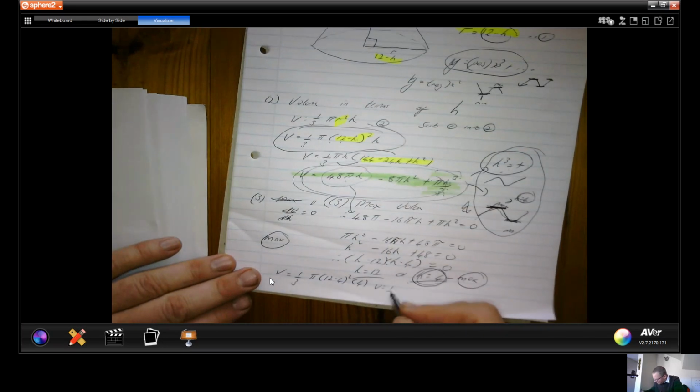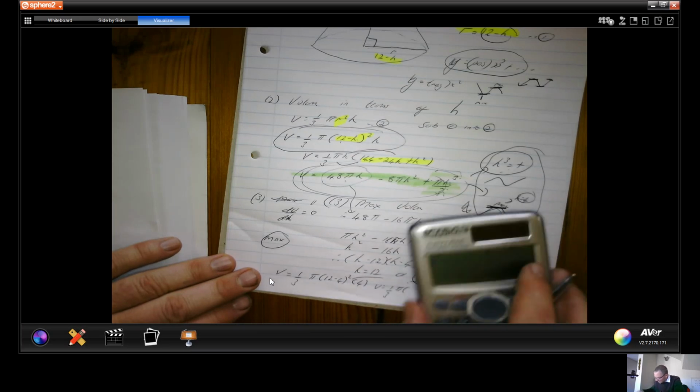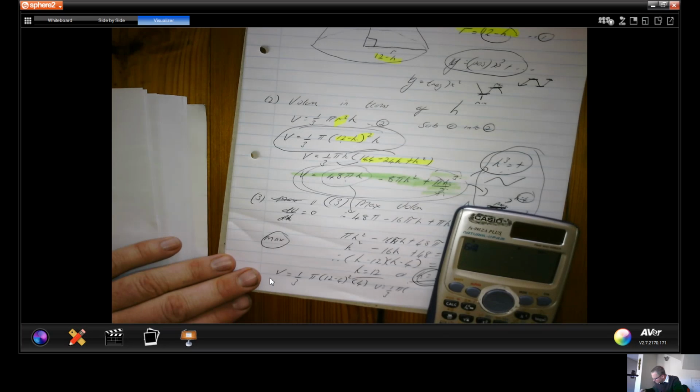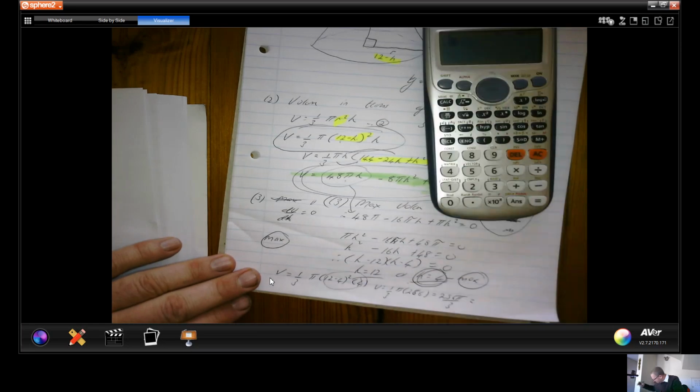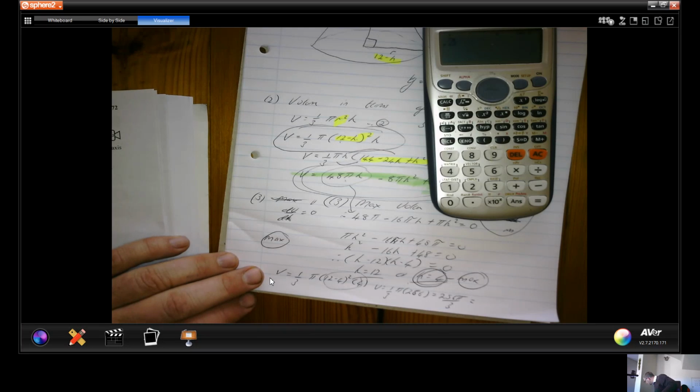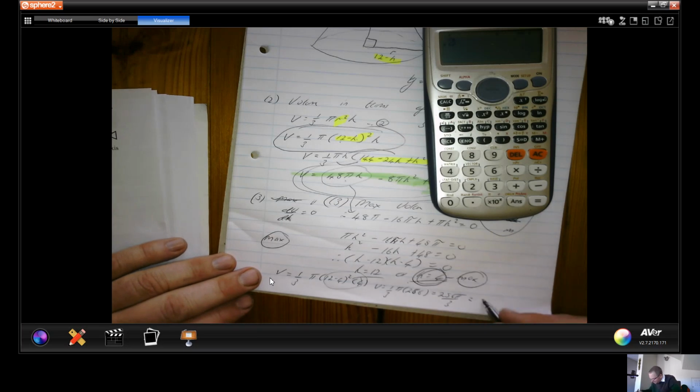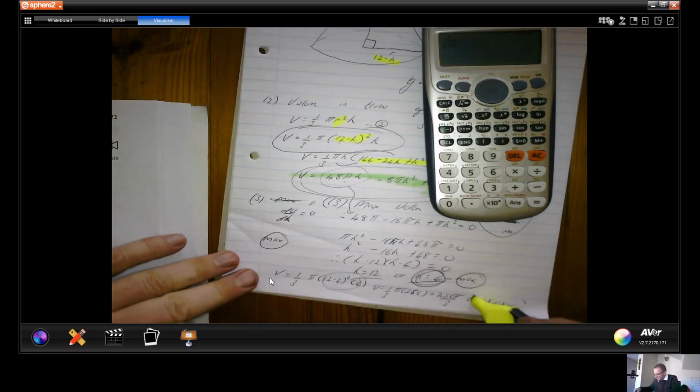So volume is going to be a third pi, 12 minus 4 is 8, 8 squared is 64, 64 times 4 is 256. So you could write it as 256 pi over 3, but as I said to you, get that to a certain number of decimal places. Then your volume would be equal to 256 pi over 3, which is equal to 268.08 centimeters cubed.